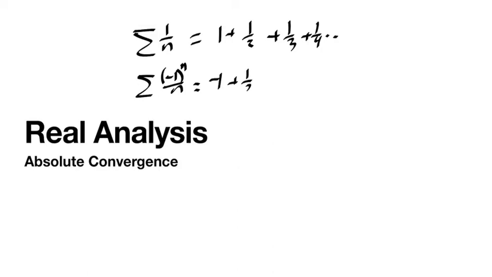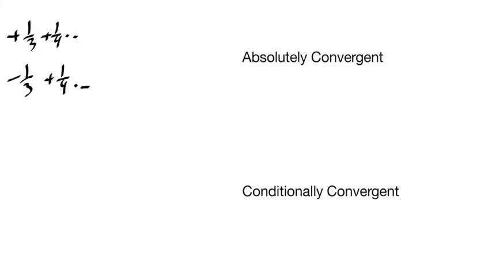Where we get negative 1 plus a half minus a third plus a fourth. Is this series going to behave the same as 1 over n, or is it going to behave differently? And that's kind of at the heart of the questions that we're going to tackle today. When we do so, we've got two questions. The first one is, is the series absolutely convergent or conditionally convergent? So what does absolutely convergent mean?